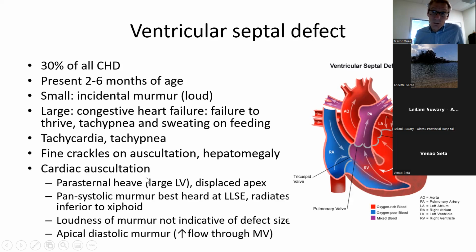And on auscultation, they have a parasternal heave and a displaced apex beat. Why? Because the left ventricle is enlarged. There's a pansystolic murmur, best heard at the lower left sternal edge, and it radiates below the xiphoid process, so underneath the ribs. If you hear a pansystolic murmur at the lower left sternal edge, you need to move your stethoscope across into the apex and also underneath the xiphoid process. If it goes under the xiphoid process and is just as loud or almost as loud, then it's probably a ventricular septal defect.